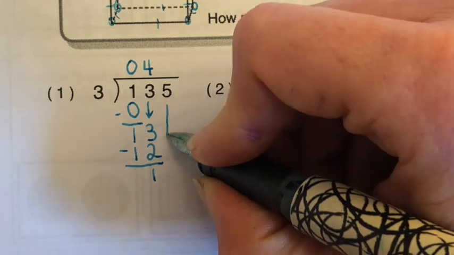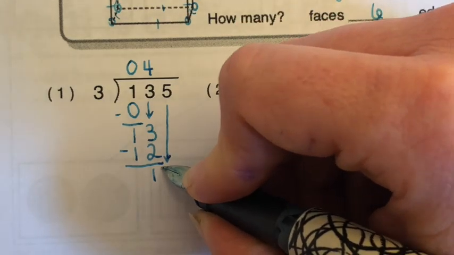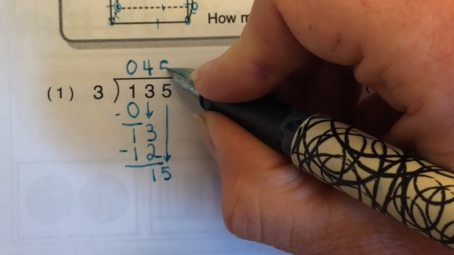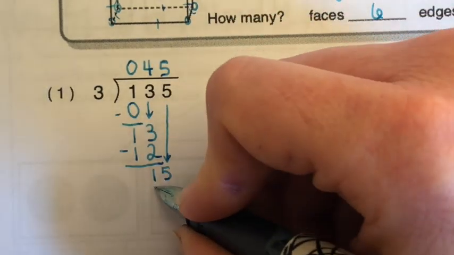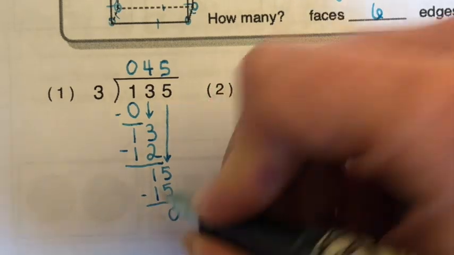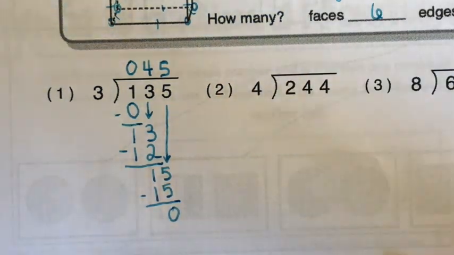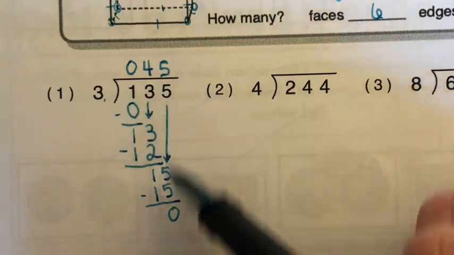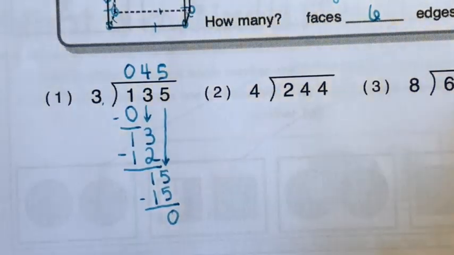Then I bring down this 5. 3 goes into 15 5 times. 3 times 5 is 15. Forgot if I was dividing by 15 or by 5 or by 3 for a moment. So 135 divided by 3 is 45. There is no remainder because I got to the 0 there.